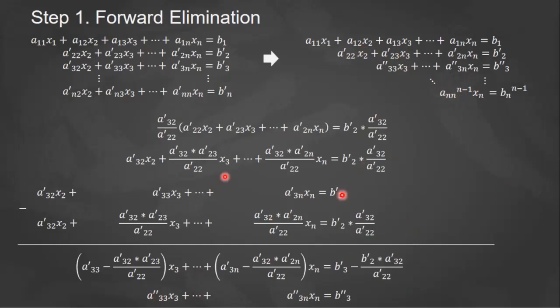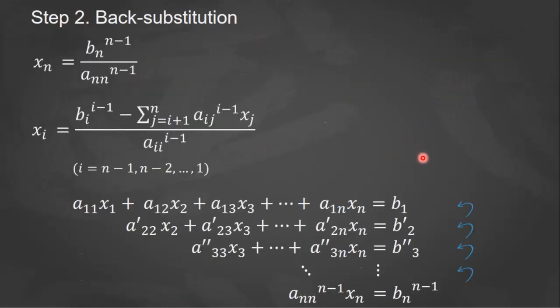Now, this is the forward elimination. So if we continue, this is the result. Okay? So let's proceed to back substitution. This is our last equation. As you can see, we can already solve for xn. Then xn is just equal to bn with n minus 1 tick marks over ann with n minus 1 tick marks.